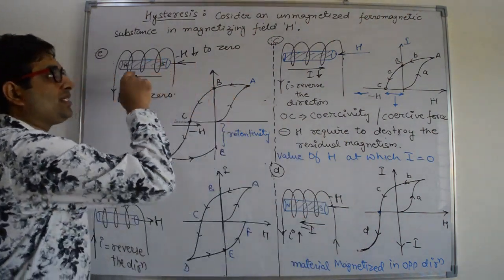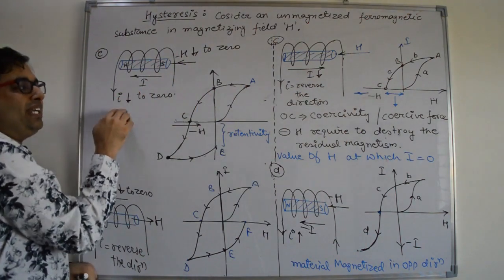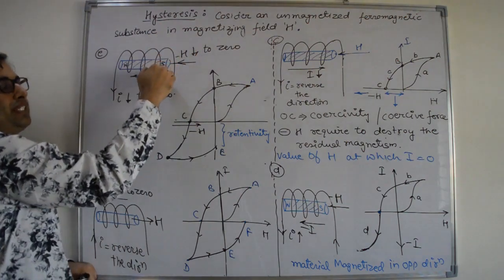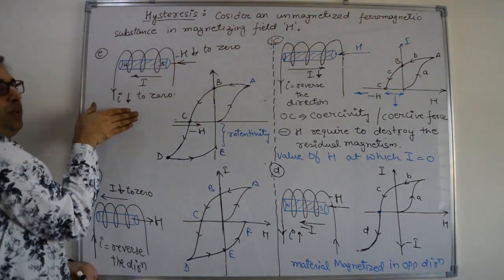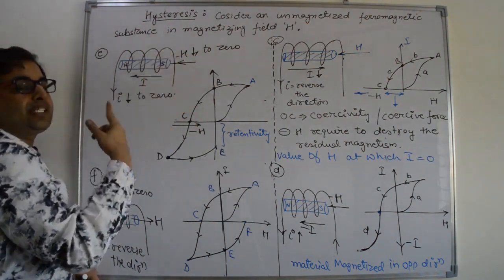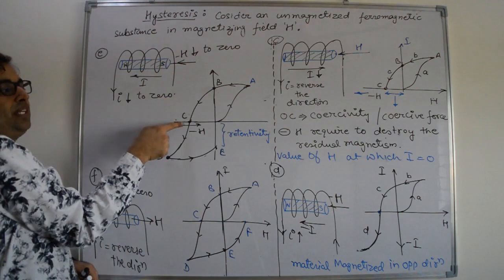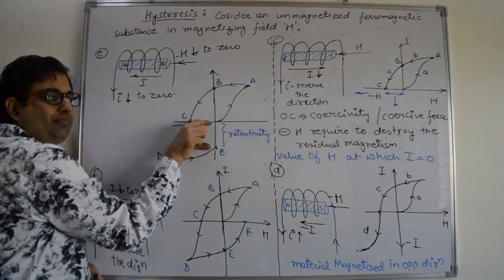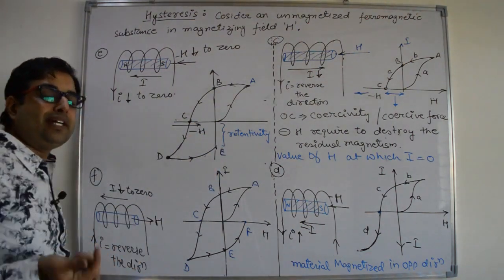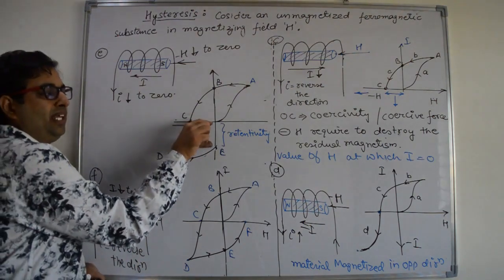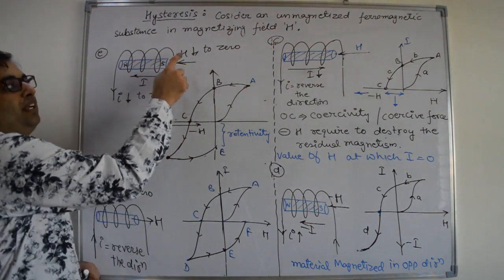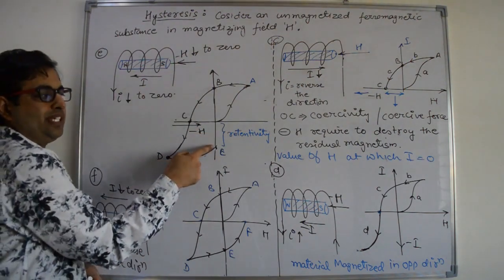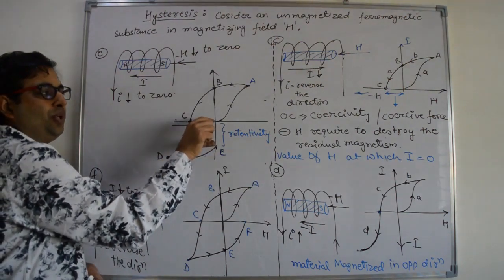Now we have to see the next step. In the next step, we are decreasing the value of current to 0. So the negative value of H will start decreasing and become 0. That means we are going in this direction. We are removing the external magnetic field. When we remove the external magnetic field, the material still has some value of magnetism, and this value is known as retentivity, right? This is the remaining magnetism inside the material when the external magnetic field is removed. So the graph is at this point. This is retentivity or residual magnetism.